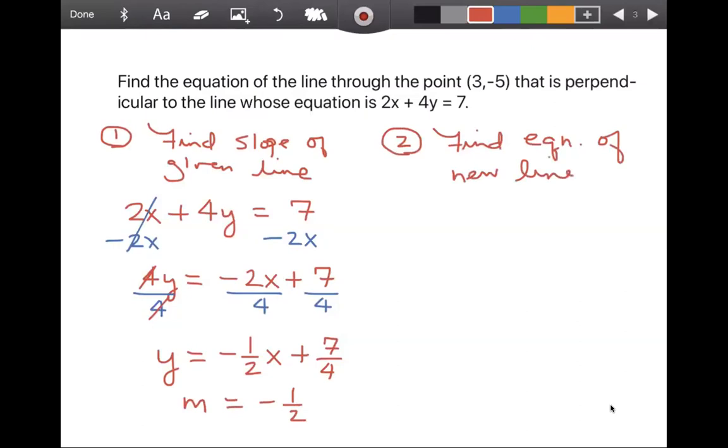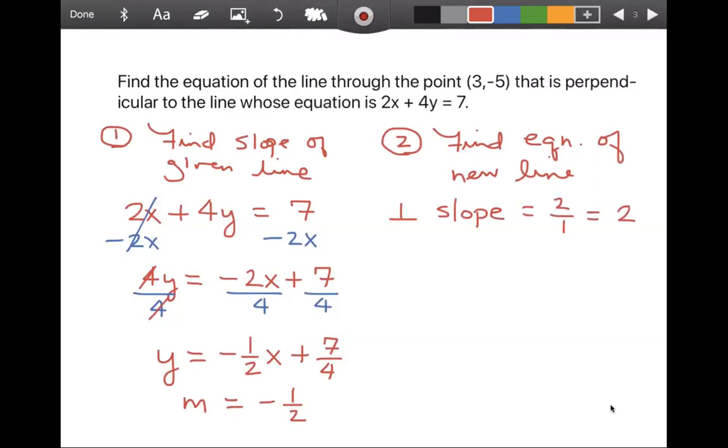Since the slope of the given line is -1/2, that means that the slope of the new line, okay, flip the fraction, flip the sign. Flipping the fraction gives you 2 over 1. Flipping the sign makes it positive. So the perpendicular slope is 2.